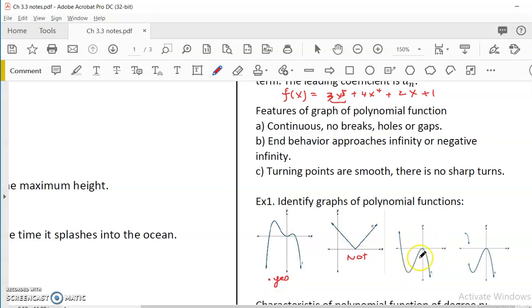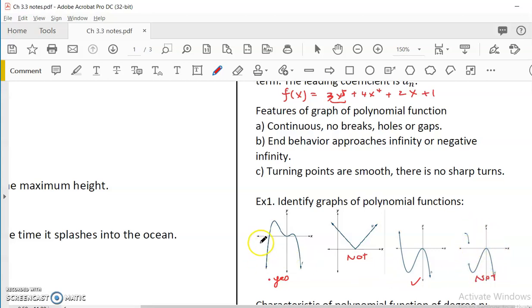So there are some turns. They go to infinity on one side, negative infinity on the other side, and they're all smooth turns, and this is good. What about this? They go to infinity, they have turns, but there's gaps here. So this is not. Okay.